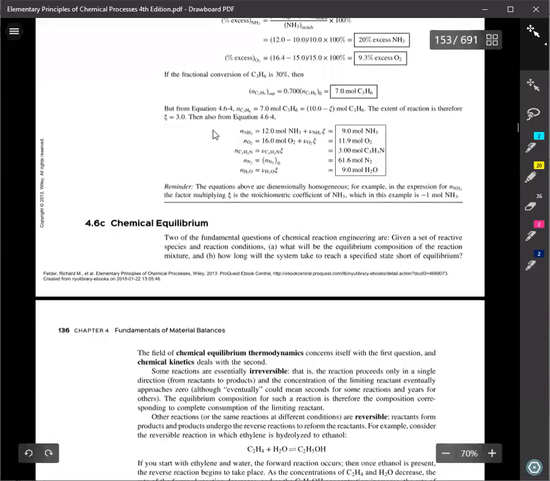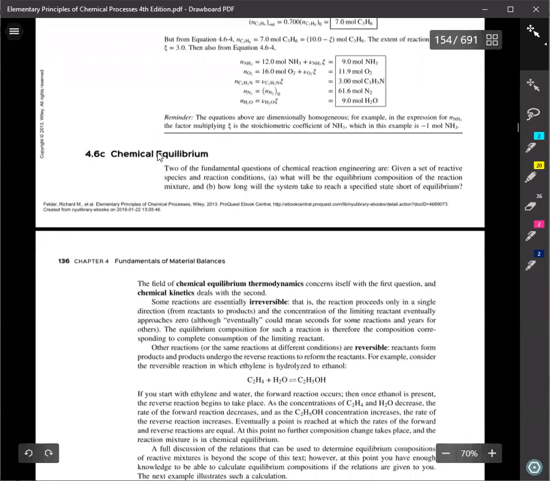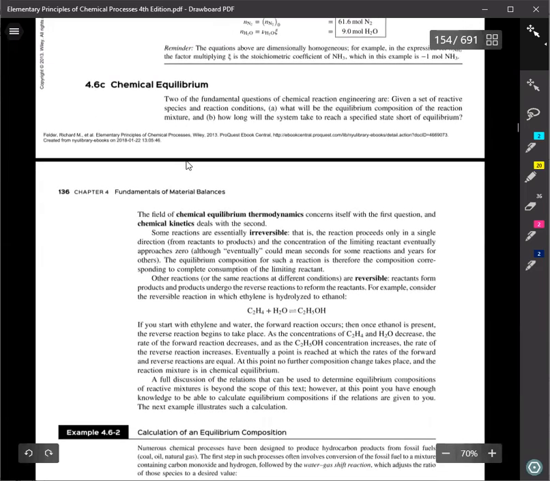So before I move on, I also wanted to cover some things really quickly that I did not cover that are in Chapter 4. Chapter 4, like I said, is the most important chapter, but there's not enough time to cover everything in detail in this class. The first is the concept of chemical equilibrium. So this will be something that you revisit in your kinetics class and possibly in your phase equilibrium class.